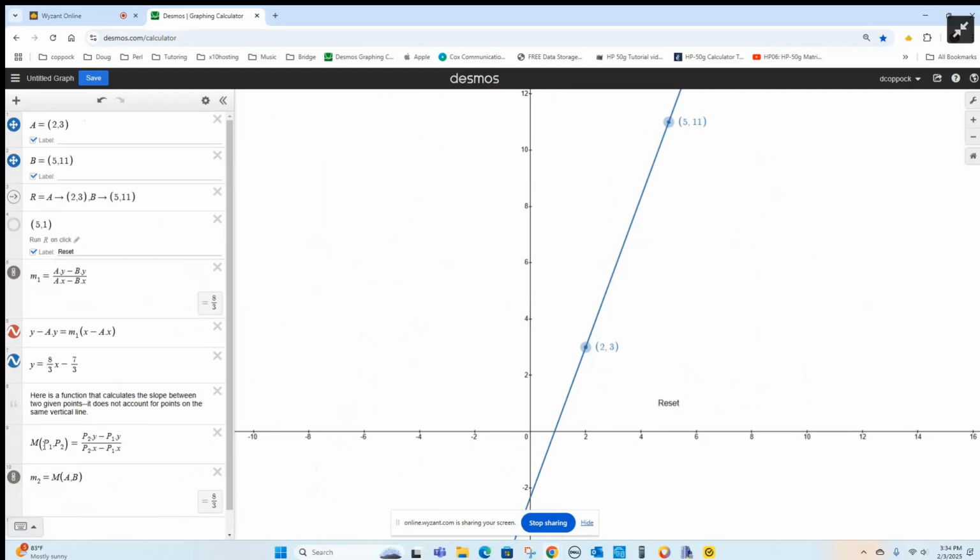Okay. And then down here, I showed how you can create a function that accepts 2 points. These are parameters to the function m, and calculate the slope. So another way to calculate the slope between A and B is to pass the points A, comma B to this function right here. And there it is, 8/3. Okay, there you go. Hope that helped.